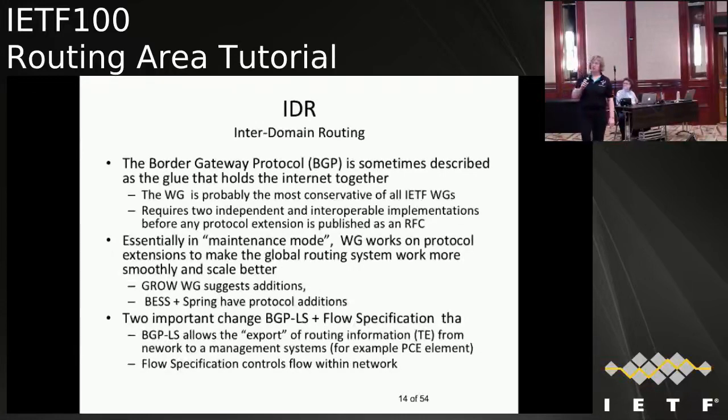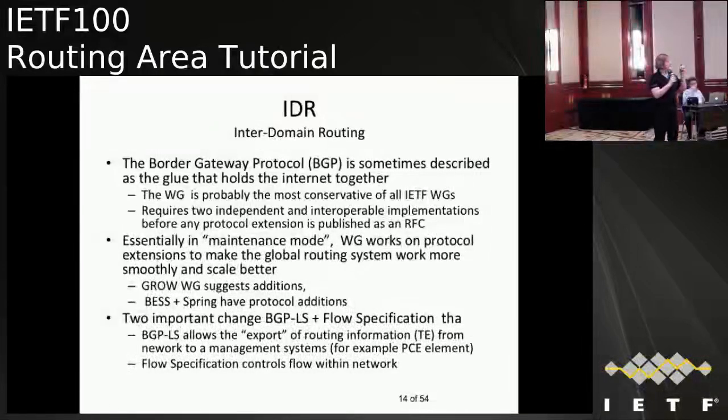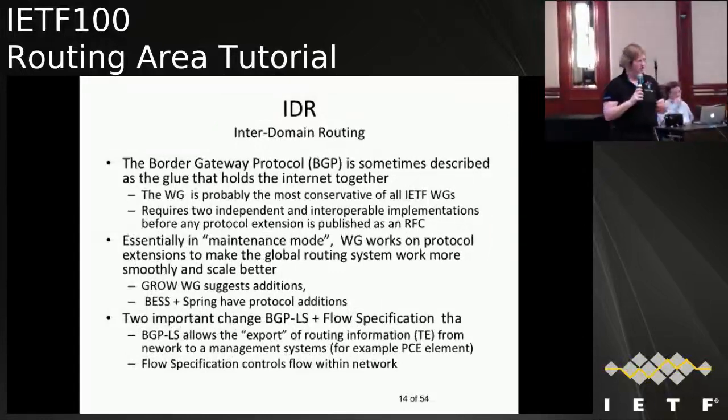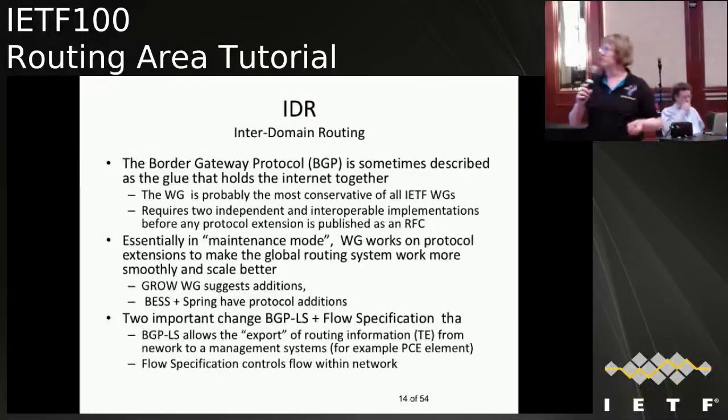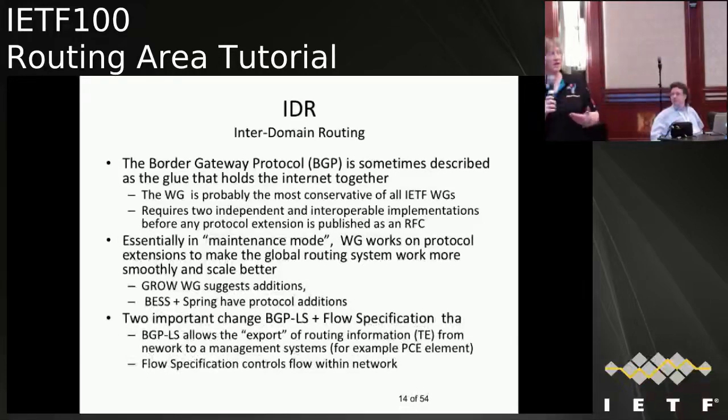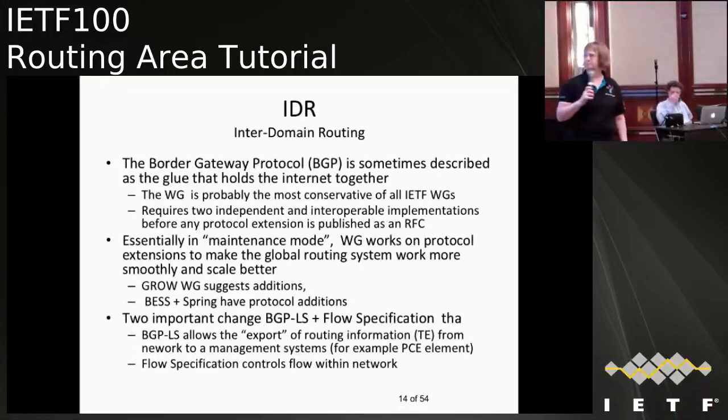IDR is one of the groups I co-chair, and it's BGP, and BGP is what you use to communicate between large providers like AT&T. You'll find that it's used in many data centers, like Microsoft's data center or Facebook's data center, and it's essentially in maintenance mode. We take our input from GROW, which is an operations group that says these are the things we need in our BGP operational networks. And BESS and Spring have protocol additions. BESS is providing L2 VPNs, L3 VPNs, and other things, and Spring is providing source-based routing.